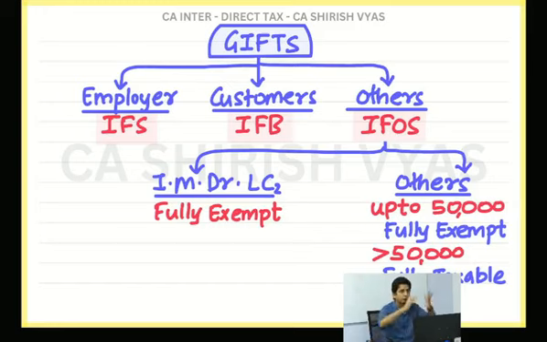Then you should know how to write it in the statement. Imagine you are preparing the statement. For I am Doctor gifts, a dash will be put. Other gifts up to 50,000, dash. Above 50,000, the full amount goes in the statement of income from other sources.